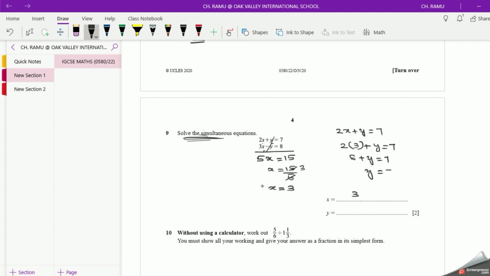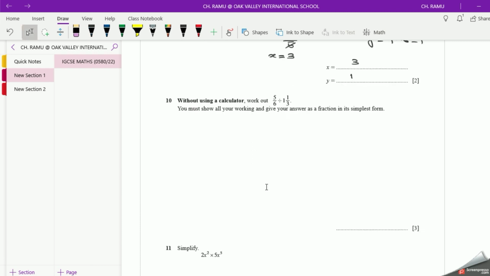y is equal to 7 plus 6. 7 minus 6 is equal to 1. So the value of y is equal to 1. Next, question number 10. Here, without using a calculator, work out 5 by 6 divided by 1 by 3.